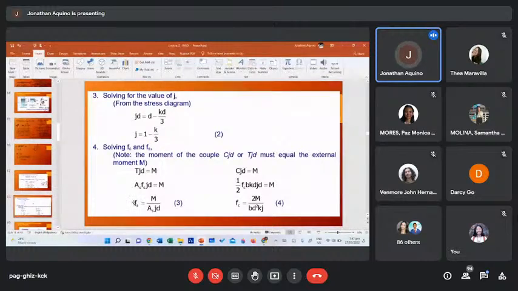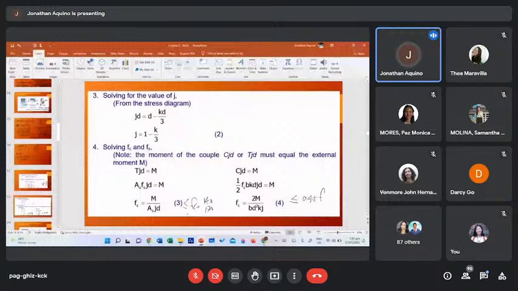So, kino-compare natin po into allowable Fs of 140 or 170, kung grade 40 o grade 60. Then yung FC natin, dapat mas maliit siya doon sa 0.45 F prime C. So from that, you can now determine, halimbawa, kailangan mo naman is kunin mo yung moment capacity. So just factor out the M. Okay, so ipon mo lahat doon para makuha mo yung MC. And for MS naman, kunin mo yung MS. So ilalagay mo sa kabila.